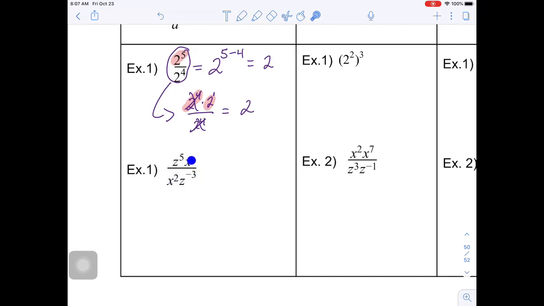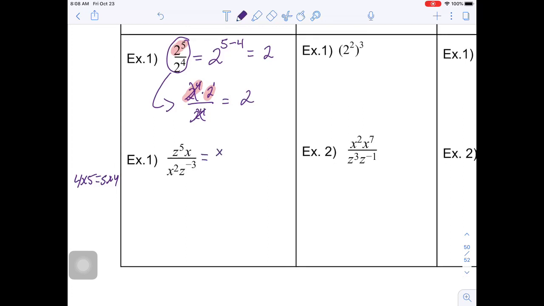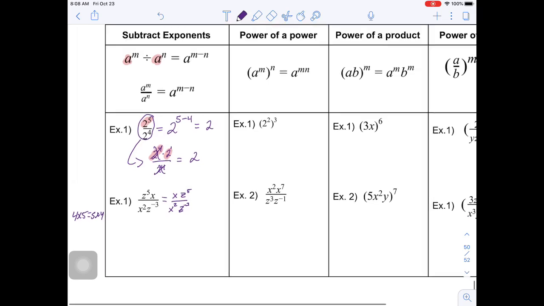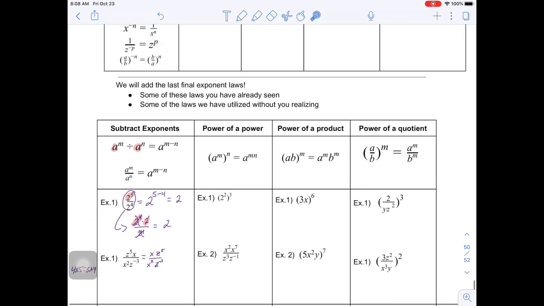In this case, recognize that, remember, multiplication is commutative. So 4 times 5 is the same thing as 5 times 4. Since everything's multiplying here, we can represent z to the power of 5 times x as x times z to the power of 5, over x squared times z to the power of negative 3. And then from here, we can apply our laws.